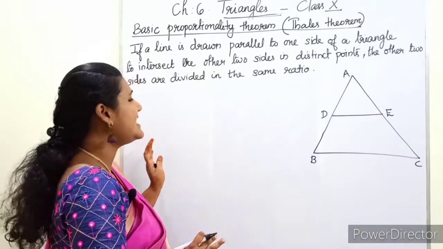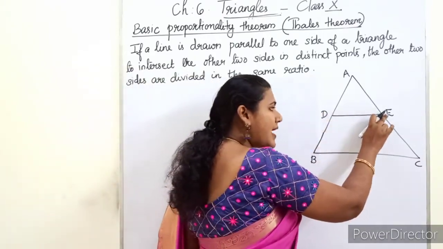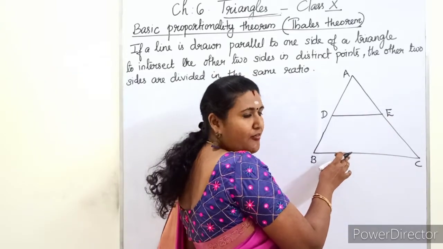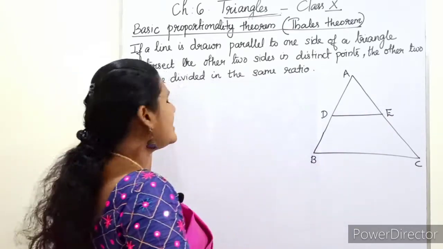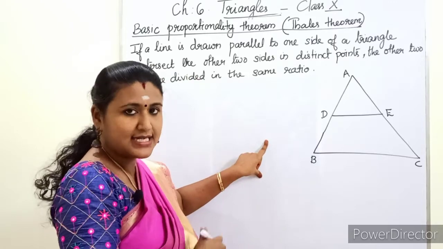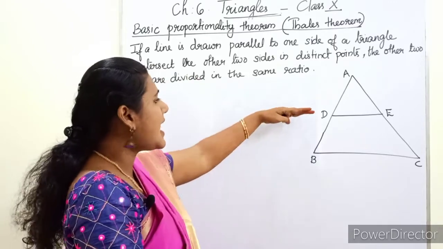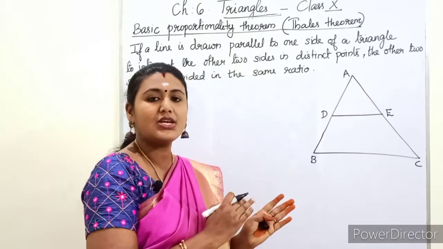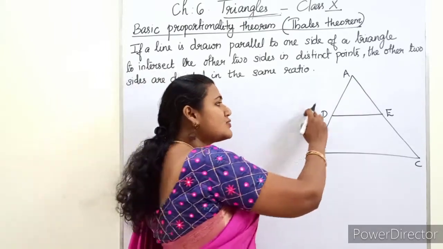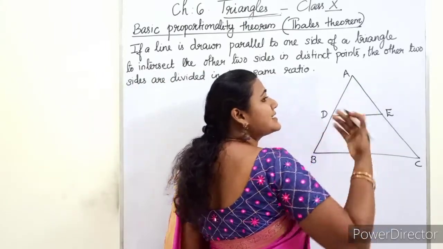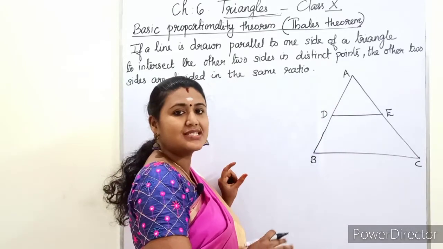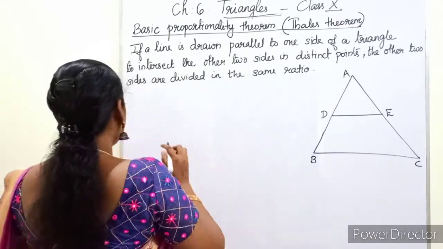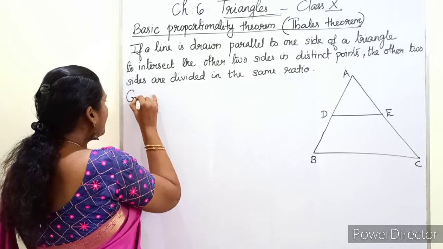So the statement is, if a line drawn parallel to one side of a triangle intersects the other two sides in distinct points, then the other two sides are divided in the same ratio. So this is the theorem. Now we will prove this theorem.